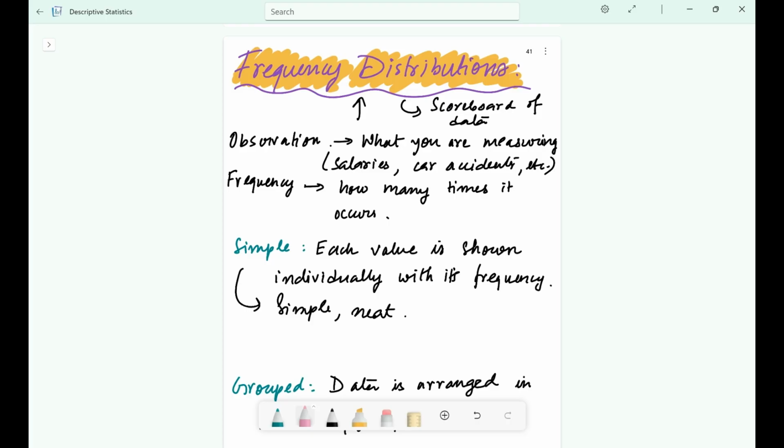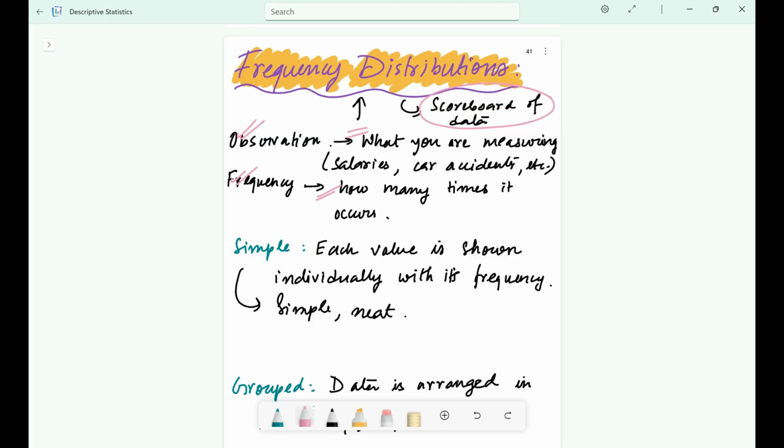Suppose you're counting how many chocolates you eat in a week. That number you note down, that's an observation. If you track it for a month and see how often you ate two chocolates, three chocolates, or 10 chocolates in one sitting, that's the frequency. In short, observation is what you're measuring, and frequency is how many times it occurs. When we put this together in a table, that's your frequency distribution, like a scoreboard of data.